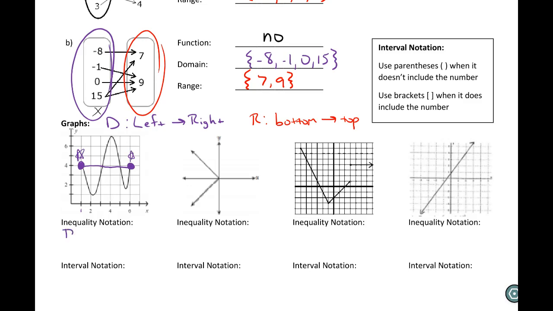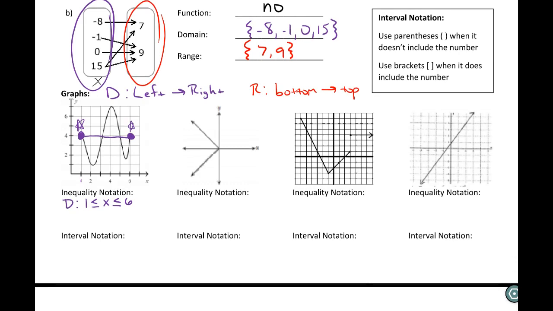Remember how we write that with inequality notation. We could say 1 is less than or equal to x, which is less than or equal to 6, just like when we did the compound inequalities section. And we have to do a separate one for our range.